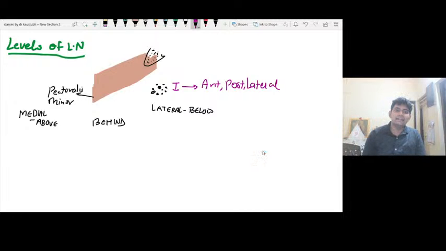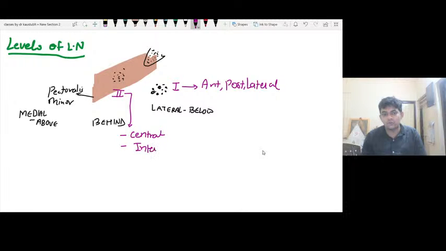Then there are certain levels of axillary lymph nodes which will be present behind the pectoralis minor muscle or hidden just below the pectoralis minor muscle. These group of lymph nodes will be termed as level 2, and the lymph nodes which we have in level 2 are the central group of lymph nodes and interpectoral group of lymph nodes.